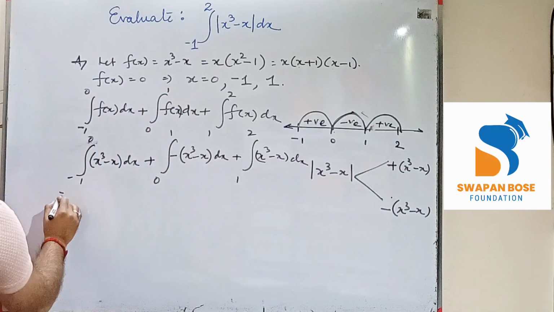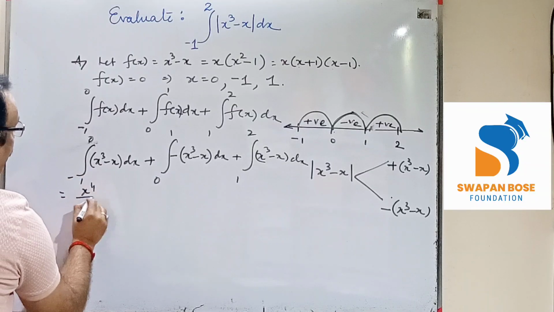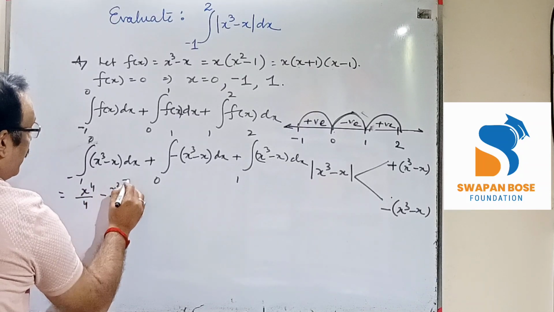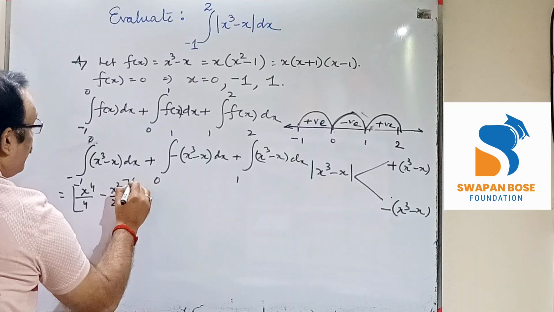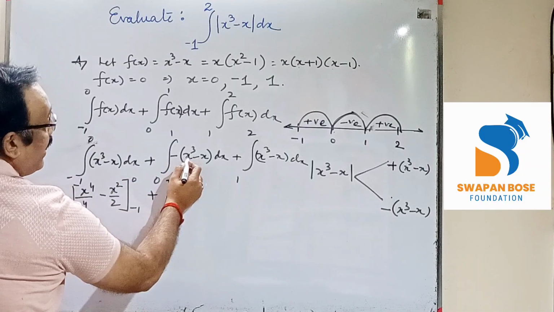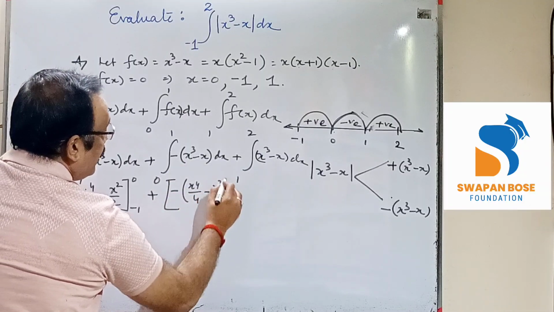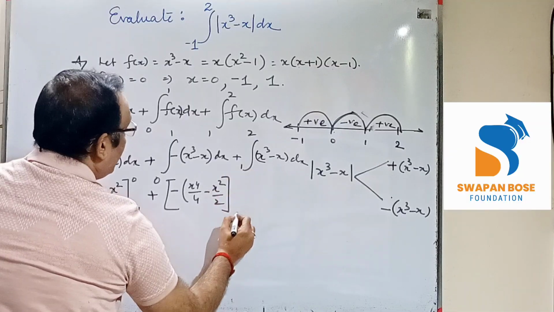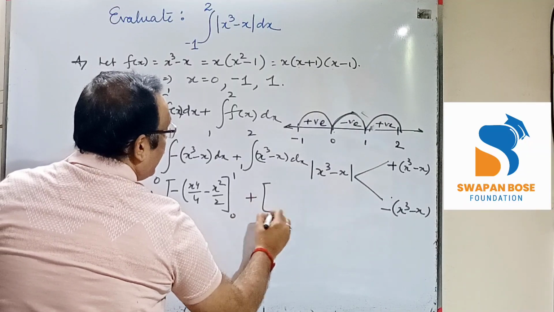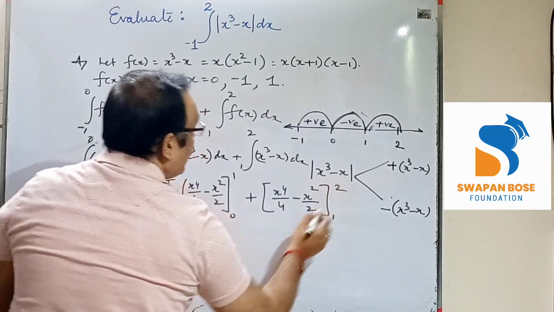So if we integrate, the integration of x cube will be x to the power 4 by 4, minus the integration of x, which is x square by 2, with limits minus 1 to 0. Plus, for this one, there is a minus sign, x to the power 4 by 4 minus x square by 2, with limits 0 to 1. And for the last one, x to the power 4 by 4 minus x square by 2, with limits 1 to 2.